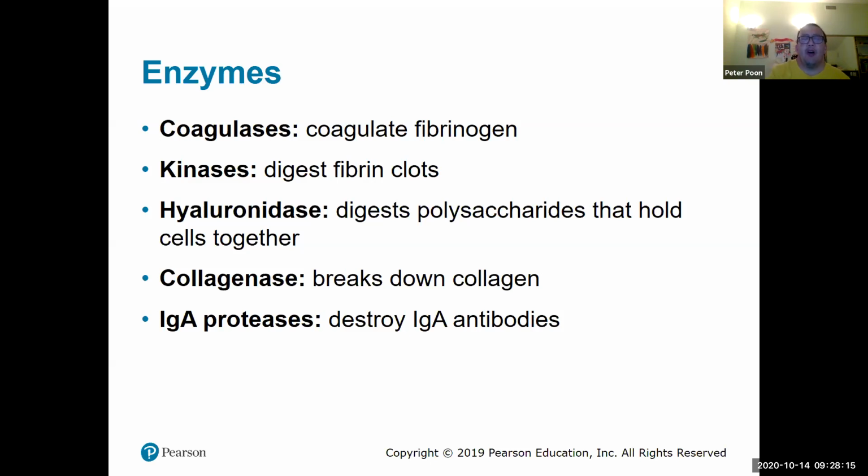The enzymes that it secretes, coagulases and kinases, seem to do different things. Coagulase causes a blood clot to form. They coagulate fibrinogen by turning it into fibrin. That helps coagulate things around them and keeps them away from white blood cells. But then afterwards, they have to digest their way out of it, so they start secreting kinases that digest the fibrin clots.